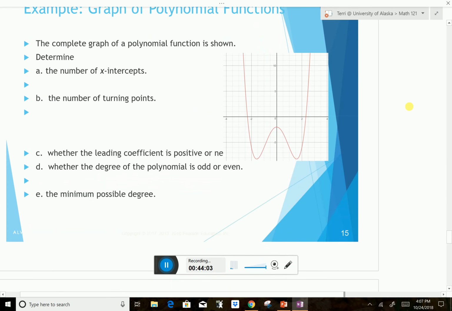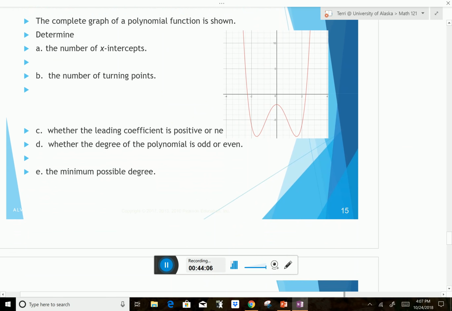So let's try another one. Let's look at this graph. What is the number of x-intercepts that it has? 1, 2. The number of turning points? 1, 2, 3. Is the lead coefficient positive or negative? Well, the right side is up, so we are positive. Is it odd or even? Both sides are going in the same direction, so it's even. Due to the 3 turning points, the minimum possible degree this can be is 4. So this is 4 or more degrees.